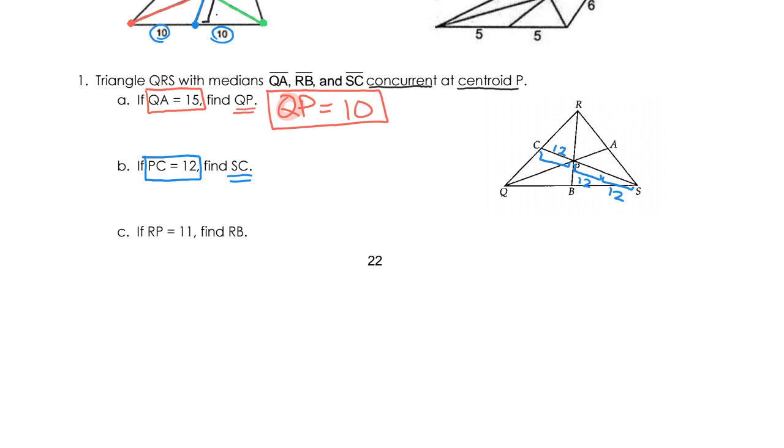Okay, so now let's look at what they want to know. They want to know SC. So if I go find SC, S to C is the whole thing, which is made up of 3 12s. And 3 times 12 is 36. Okay, all right, I'm going to go ahead and erase my picture again so we can do the last one without getting confused with the information from the other ones.